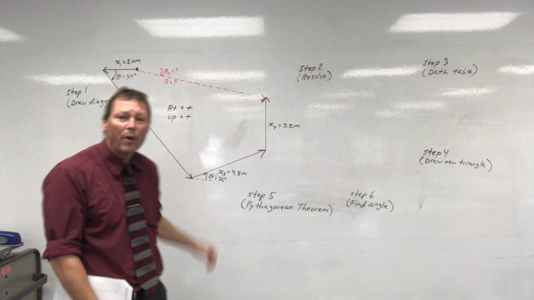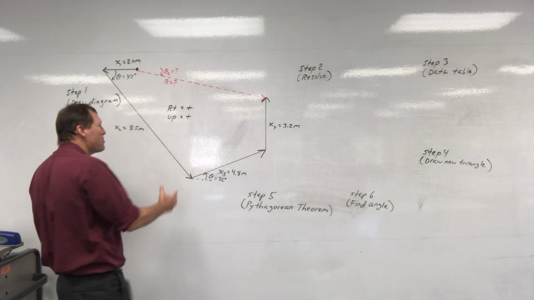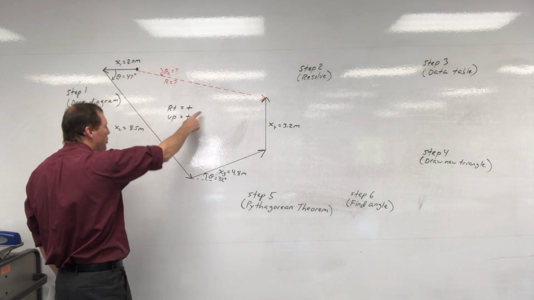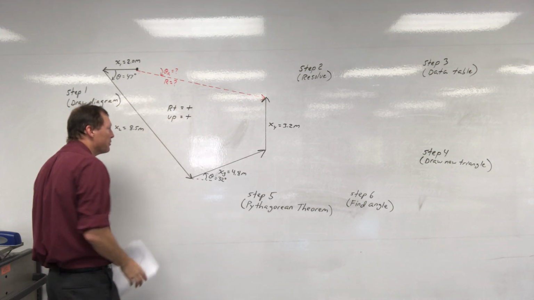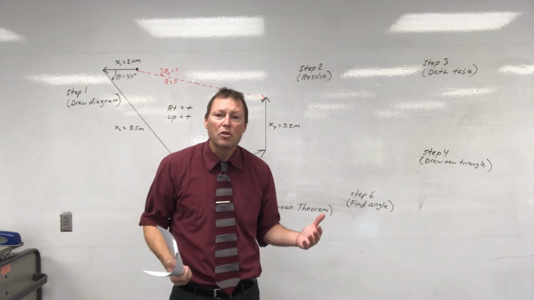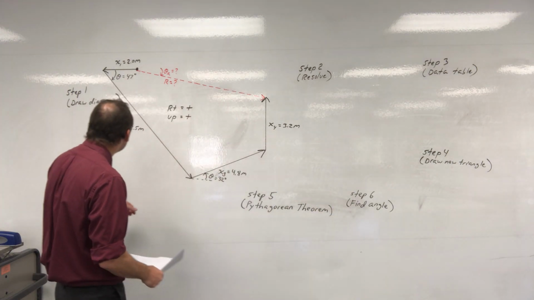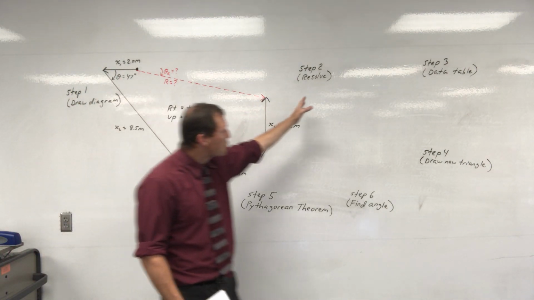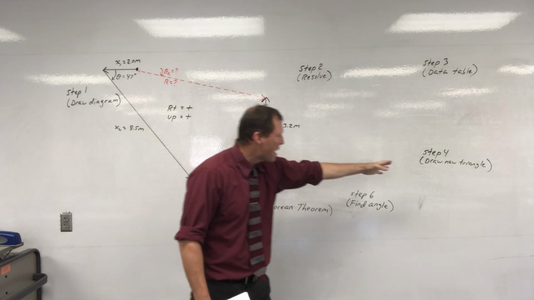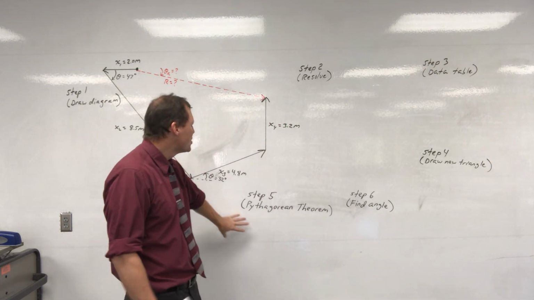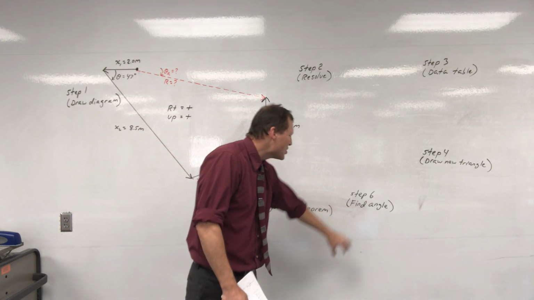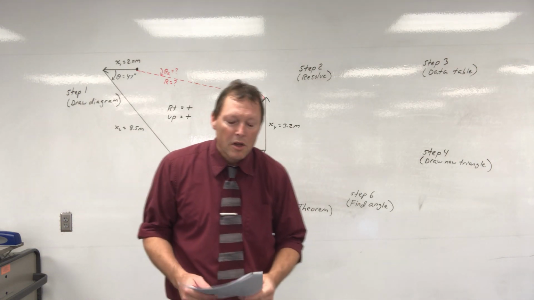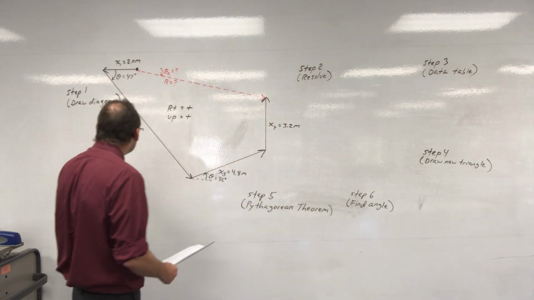I've already defined the directions, and again, it really doesn't matter what you make positive, left or right, up or down. I decided to make to the right positive and make up positive. That means the other directions are going to be negative. And I've already written the steps, so step 1 is already done for you right here. Step 2 is resolve, step 3 is data table, step 4, draw a new triangle, step 5, Pythagorean theorem, and step 6, find the angles. So we're going to go ahead and fill that in for you. So let's get started. Step 1's already done.